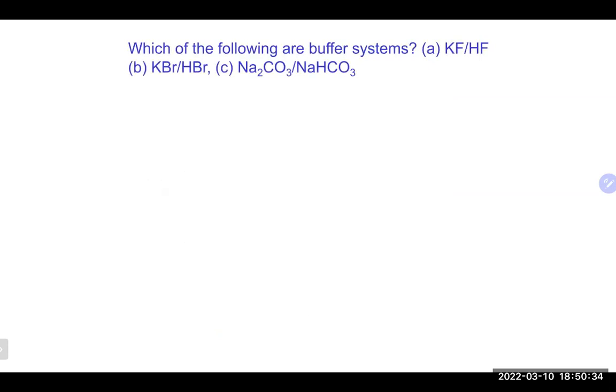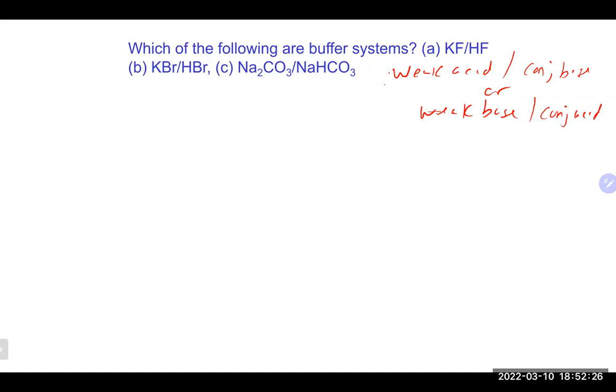All right. So which of the following would be good buffer systems? Take a minute or two and see what you come up with. First off, you want to determine if it's a buffer or not. What we're looking for is either a combination of a weak acid and its conjugate base, or a weak base and its conjugate acid.